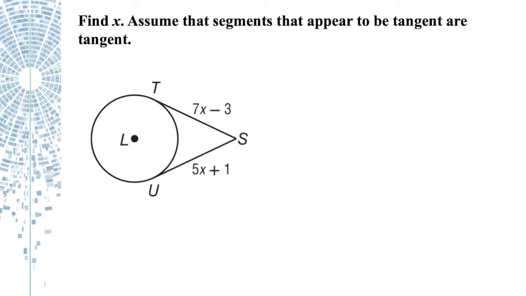We're going to find X again. And it says to assume the segments that appear to be tangent are tangent. Well, okay, TS and US appear to be tangent. And since they both meet at the same point S outside the circle, then those two tangents are congruent. So 7x minus 3 equals 5x plus 1. And again, we can solve for X.